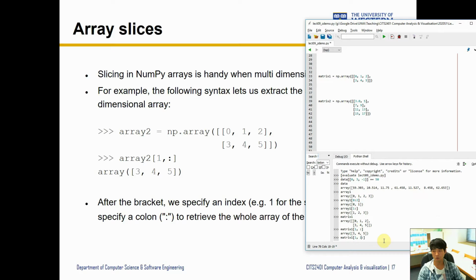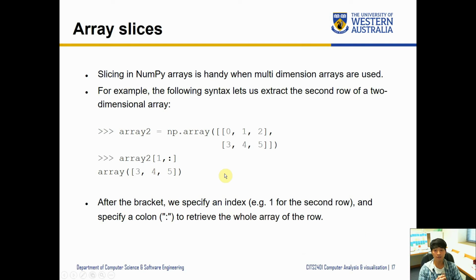For example, from the first item to the last, well, index 1 to the last. So this is going to give us 4 and 5. After the bracket, we specify the index. This is for the row selection, and then we specify, in this instance, a colon to retrieve the whole array of the row, and you can change these.